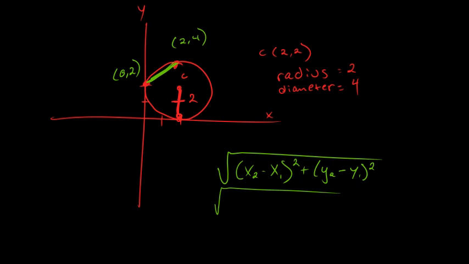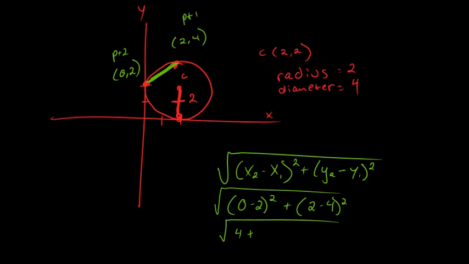So let's see our example here. So let's say this is point 1. Let's say this is point 2. So it's going to be 0 minus 2 squared plus 2 minus 4 squared. So that's going to end up negative 2 squared, which is 4, plus negative 2 squared again, which is 4. So that comes out to the square root of 8, and that would reduce to 2 radical 2. So that would be the length of that chord, 2 radical 2.